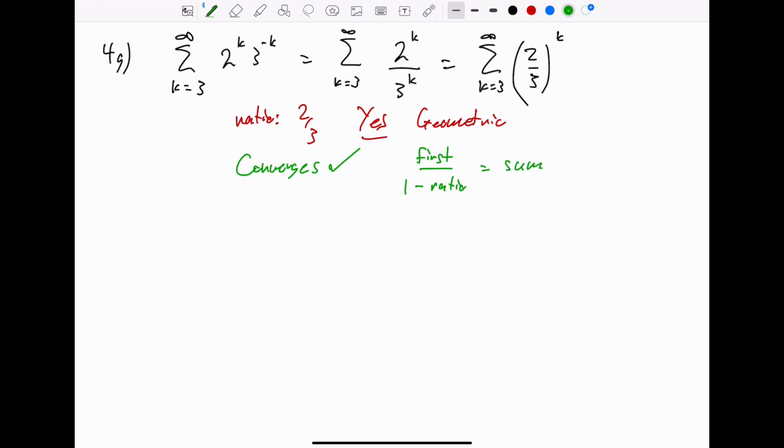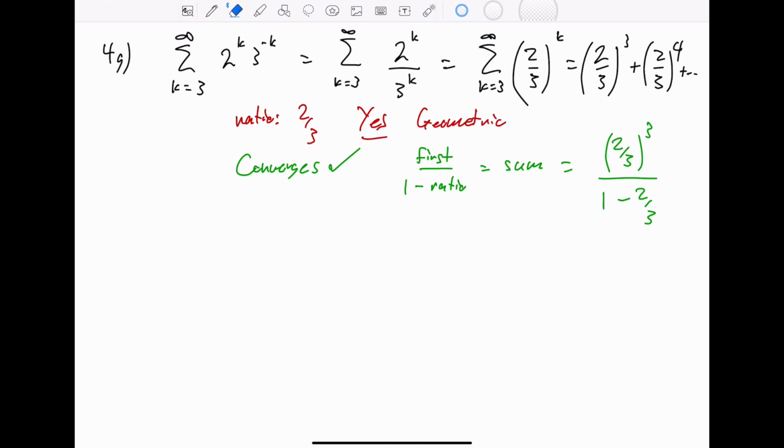The first term is what I get at the very start when I first plug in 3 for k. So let's just write out maybe the first two terms. If I plug in 3 for k, I get 2/3 cubed. The next term would be 2/3 to the fourth, and I have infinitely many terms. We can see the common ratio here of multiplying by 2/3 to get to the next term. The first term is 2/3 cubed. So this sum, if I write the first term divided by 1 minus the ratio, I have 2/3, the whole thing cubed, divided by 1 minus 2/3, and let's just simplify this.